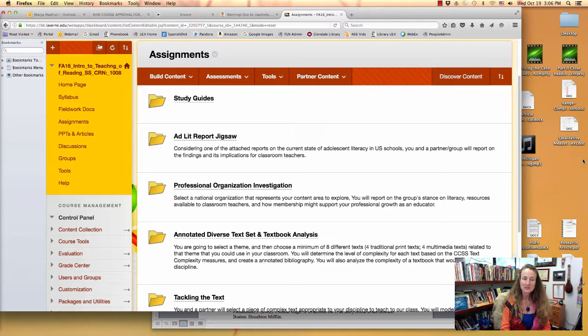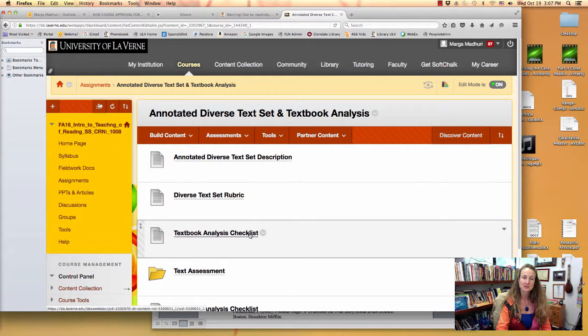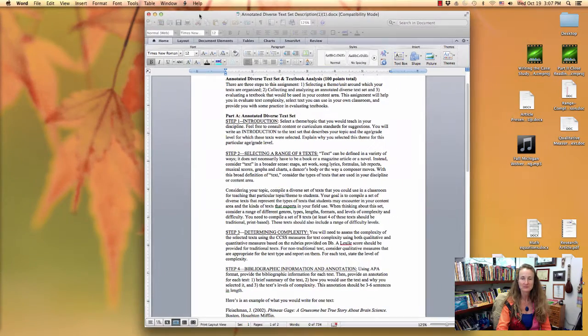Okay, today we're going to talk about the annotated diverse text set assignment, a review for people that were in class, and some information for those of you who are absent the day we went over it. So if you go to the assignment section on Blackboard, it's this assignment here. And the first thing we're going to talk about is the description of the assignment, which I have here.